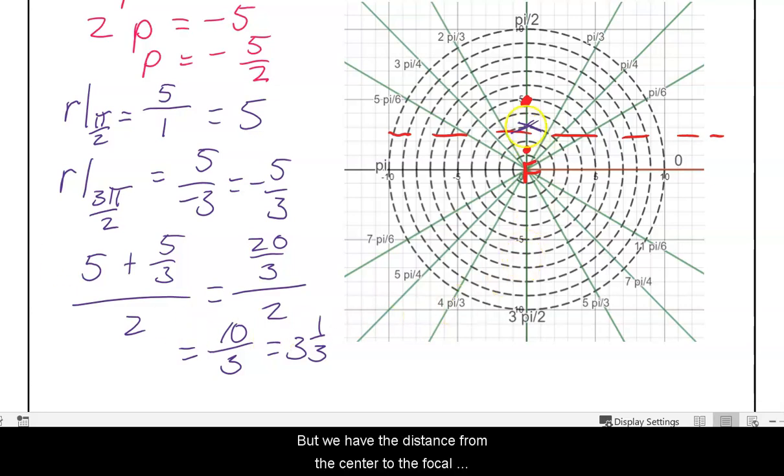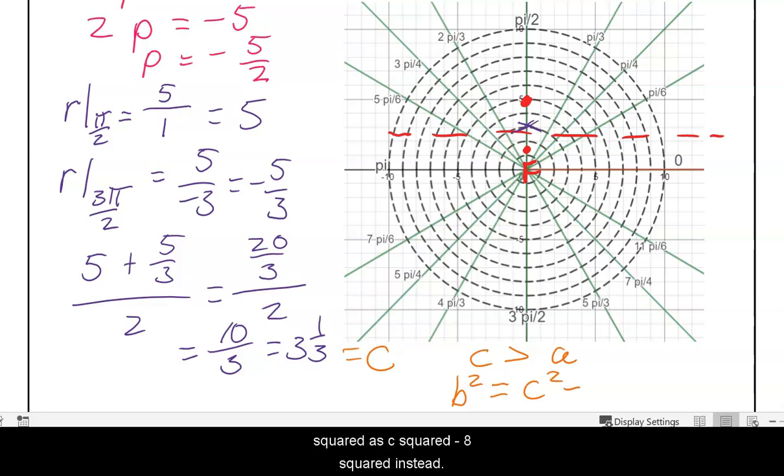But we have the distance from the center to the focal point. One of the focal points is here at the pole. Since the center is at 3 1/3, that happens to also be C. That means that 10/3 is the value of C. Remember that on the hyperbola, C is greater than A, so to compute the minor axis, we'll need to compute B squared as C squared minus A squared instead.